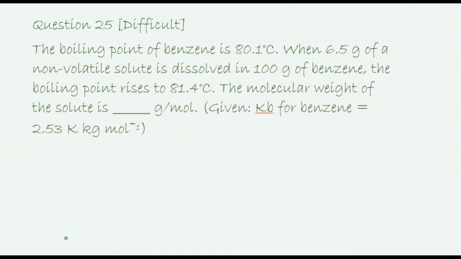Boiling point of benzene is 80.1. When 6.5 grams of non-volatile solute is dissolved in 100 grams of benzene, the boiling point rises to 81.4. The molecular weight of the solute is. They are asking for the elevation in boiling point. What is the formula? Just a simple one. Delta Tb is equal to the ebullioscopic constant Kb into m. So m here represents the molality, right?